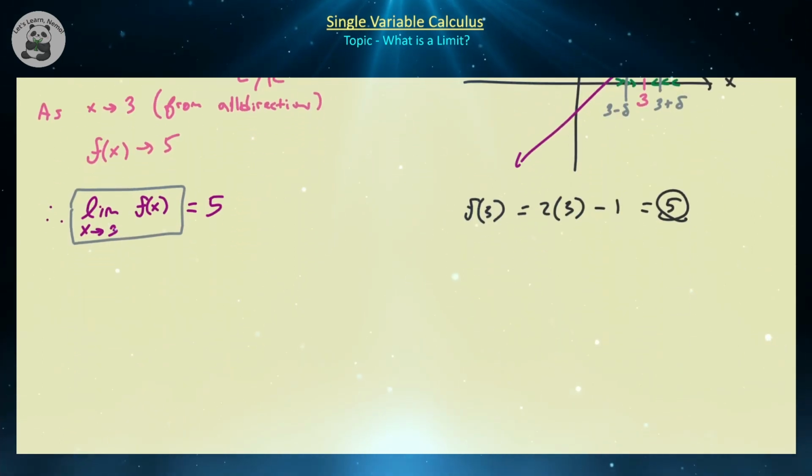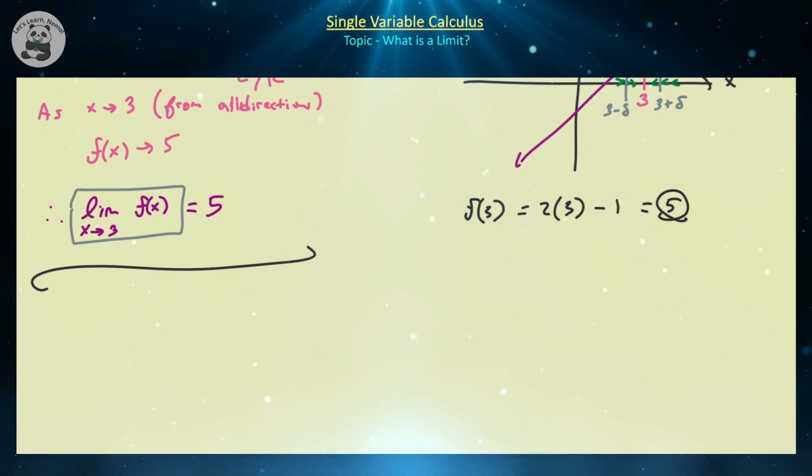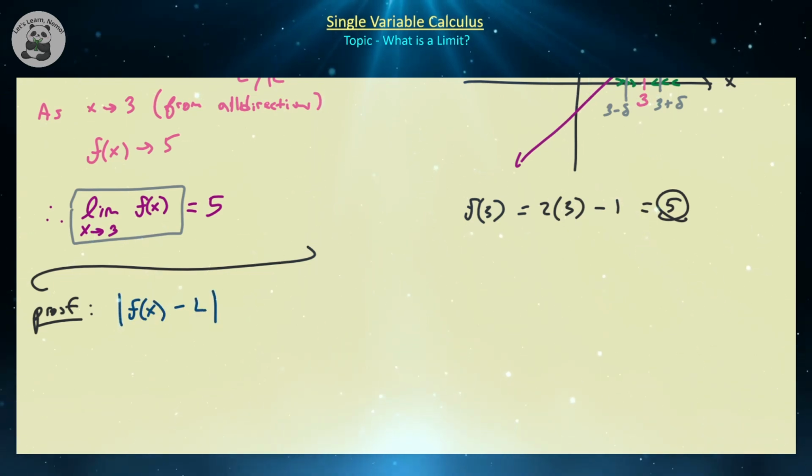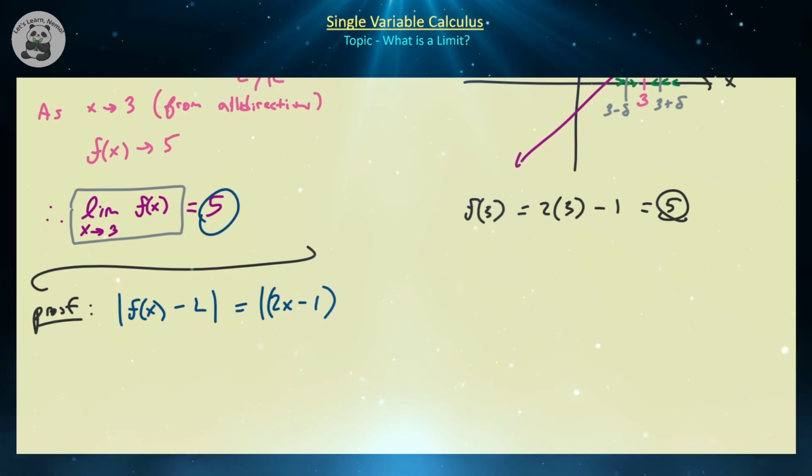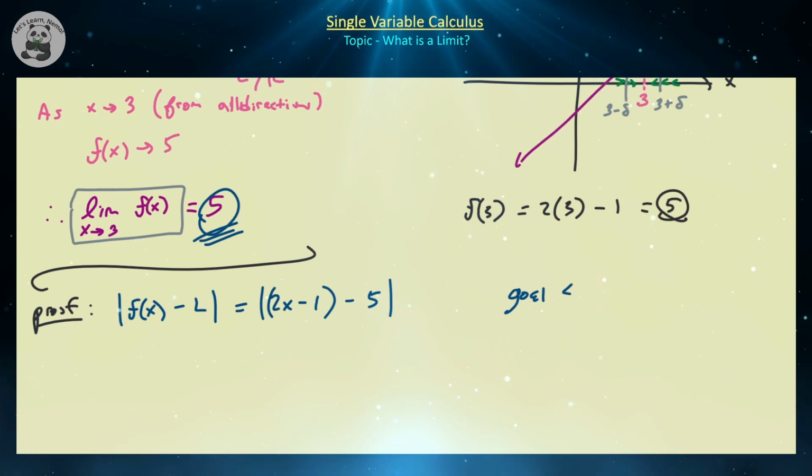So let's see if we can present a nice little proof for this particular example, right? So what are we trying to do? We're trying to show that the absolute value of f of x minus L is less than epsilon, whichever epsilon they have chosen, right? So f of x, we know, is going to be equal to 2x minus 1, and the proposed L value is 5, right? So if that truly is the limit, then we should be able to conduct this proof. And again, our goal is to show that this distance is less than whatever epsilon they have chosen.